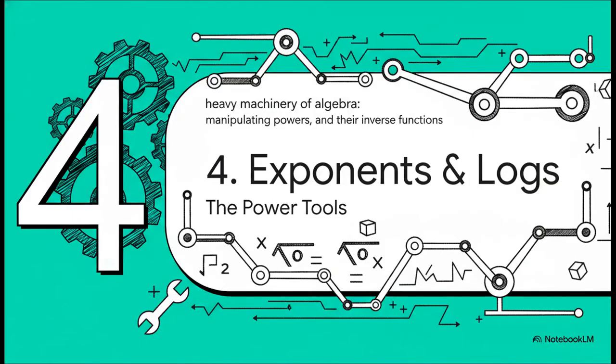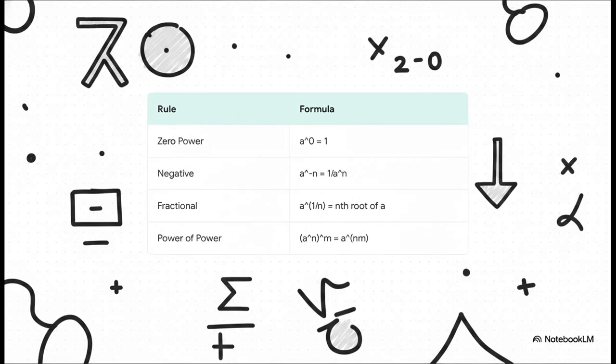Time for Section 4, exponents, radicals, and logs, the power tools. This is where we unlock the heavy machinery. Grouping these rules together makes the underlying logic just pop. Exponents and radicals, they act the exact same way. The zero power rule tells us anything except 0 to the power of 0 is 1. A negative exponent just flips the number right into a denominator. And, maybe the most elegant part, a fractional exponent is really just a radical in disguise. The denominator of the fraction simply becomes your root.